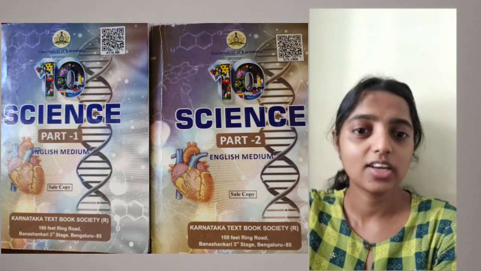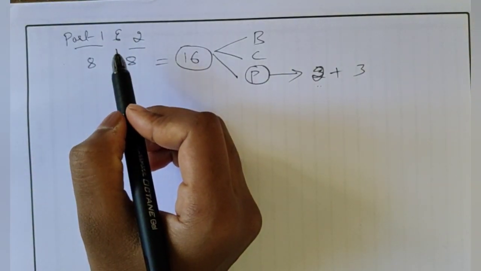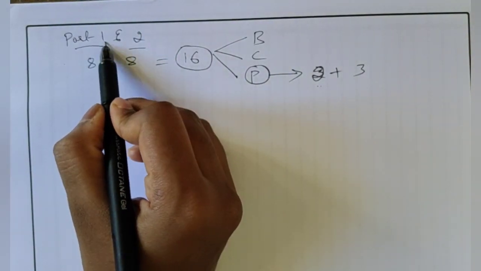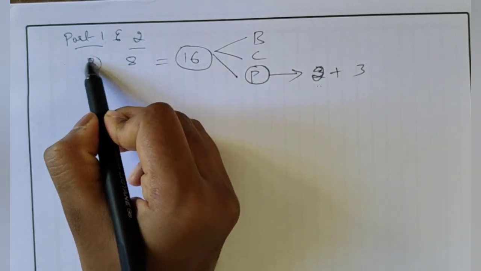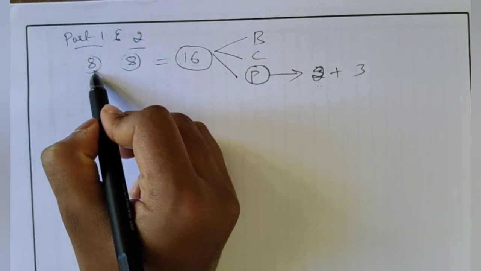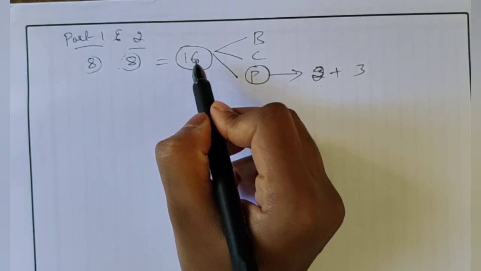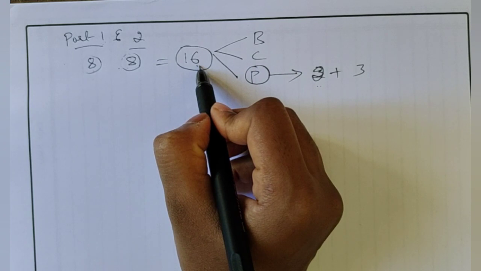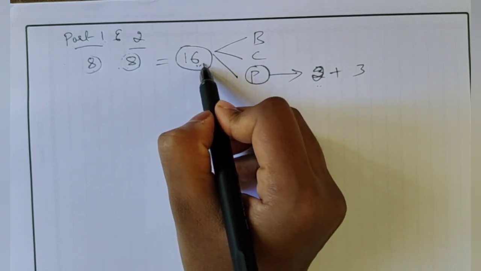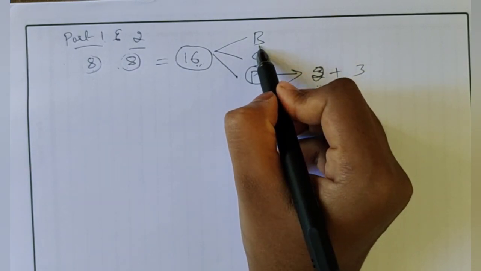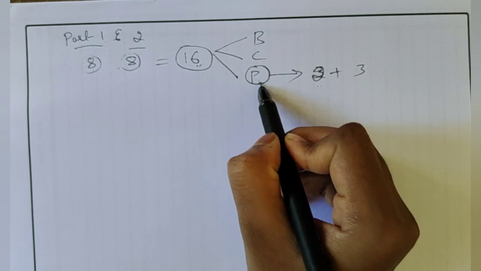Today we'll start our first chapter in physics. Your science textbook contains two parts, part 1 and part 2. In each textbook we have 8 plus 8 chapters. So how many chapters do we have in science in total? 16 chapters, and you already know that these chapters come under 3 branches, that is biology, chemistry and physics. Now I'll be taking physics, right?